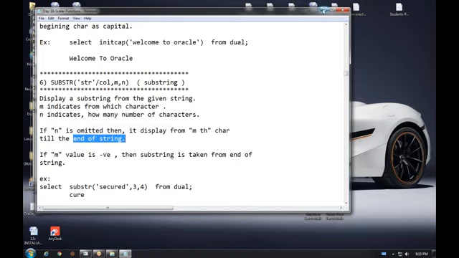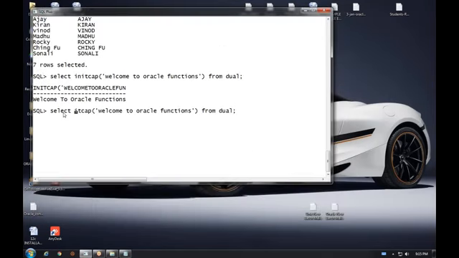If I say it like this, you won't understand anything, so come here: select init cap of so and so. Let me replace init cap with substr, the most important function, be careful. From the given string, I want to take the first 7 characters, that is 1 comma 7. From the first character, how many characters? 7.